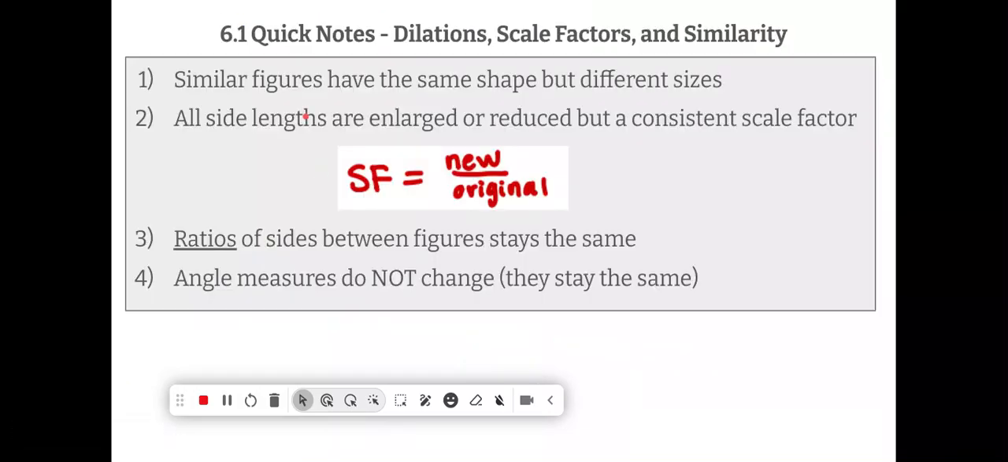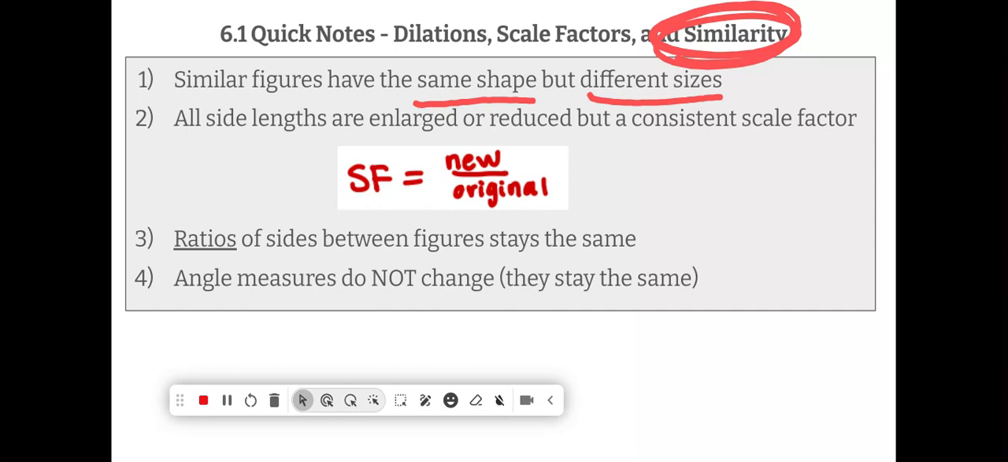So in general, dilation, scale factors, and similarity, not congruence. Similar figures, not congruent figures, have the same shape but not the same size. What's also true about similar figures is that all the side lengths get bigger, enlarged, or they all get reduced, but with the same scale factor, a consistent scale factor on each pair of sides. And the easiest way to find the scale factor is to take the new divided by the original.